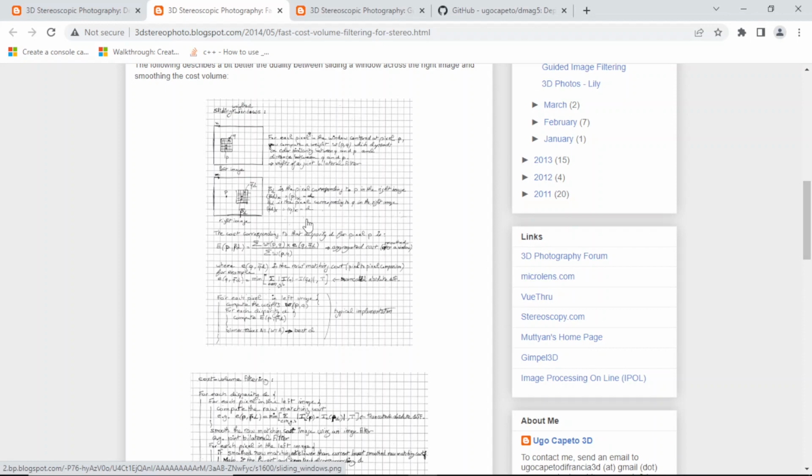Also, there's a difference in the way it's implemented. In DMAG2, you are considering each pixel in turn, and you consider that window or block around that pixel, and then you make that window or block slide on the right image. Okay, and you compute a weighted average matching cost, and you pick the lowest one.